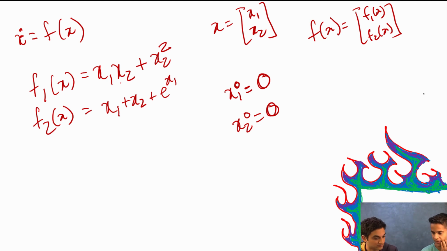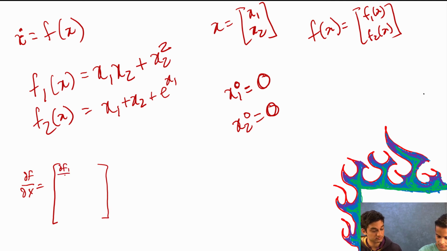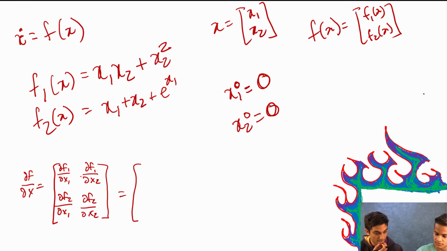Well, first thing is we have to find the Jacobian matrices. For 2 by 2, it would look like this. So we say df dx is the following: df1 dx1 and df1 dx2, df2 dx1 and then df2 dx2. Just doing this out, df1 dx1 is just x2. df1 dx2 is x1 plus 2x2. df2 dx1 is just 1 plus e to the x1. And then finally, df2 dx2 is just 1.